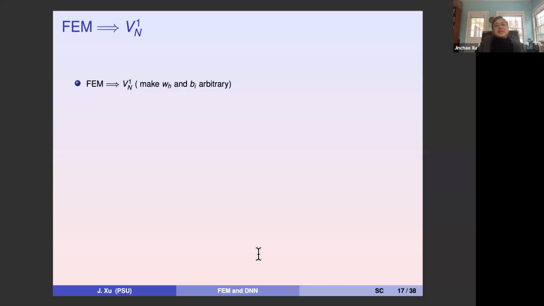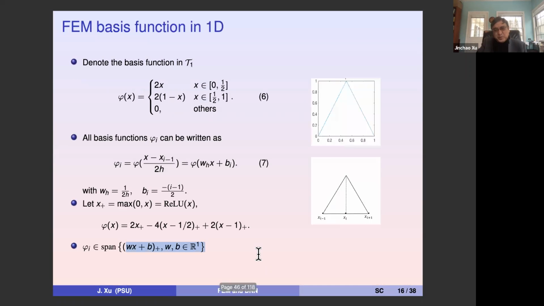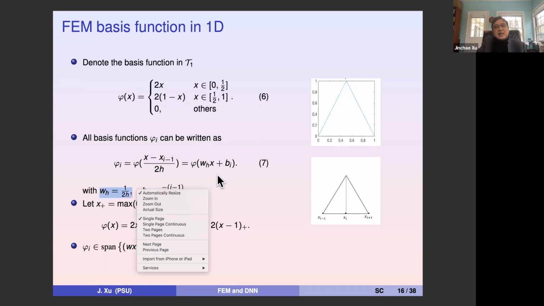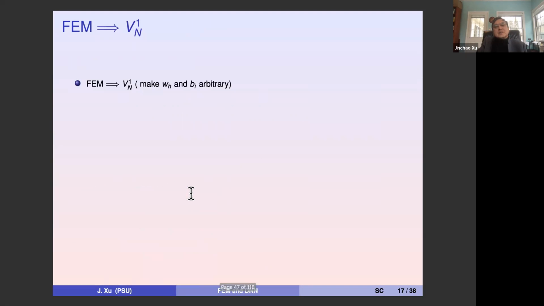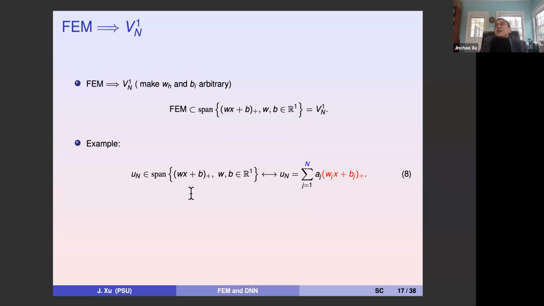So if you make this W, b arbitrary, if you look at the finite element, this W is very special. W is 1/2h. b is this guy here. But if you make them arbitrary, that's what we call a neural network. This is what the machine learning people do. I actually like to say that a neural network is just a finite element method.